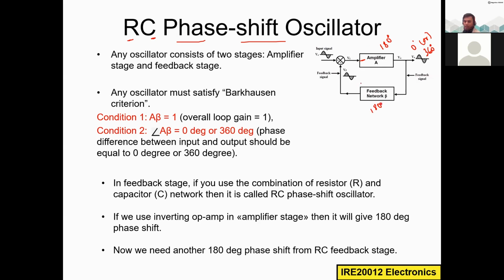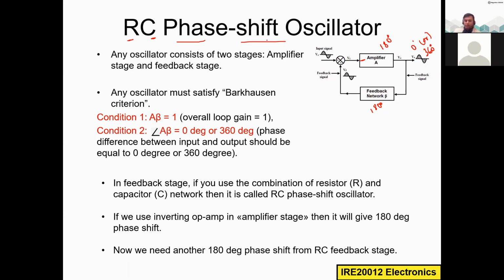For example, I have the thermal noise, and we apply it to the amplifier. The amplifier provides 180 degree, and the feedback network provides another 180 degree, so we get 360 degree. It means the input and output both have the same phase. We are using a resistor and capacitor combination in this feedback network. That is why we call this RC, and it provides a phase shift of 180 degree.